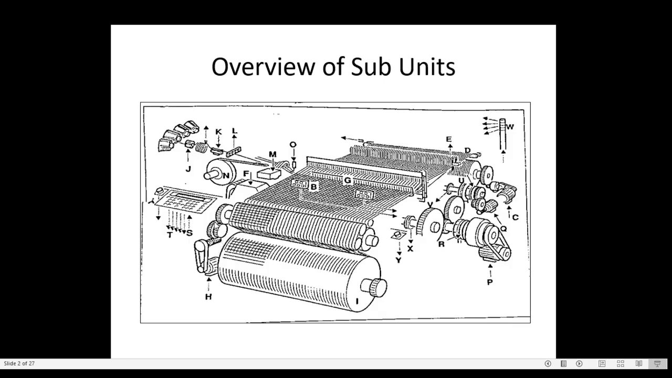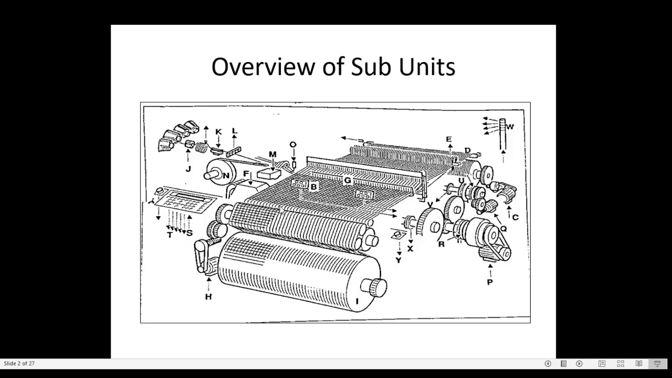worm and worm wheel, and then it is going to the change wheels, and here it is going to the take up roller. So from take up motor, worm and worm wheel, and change pinion to the take up roller, and from take up roller the drive is going to the cloth roller.